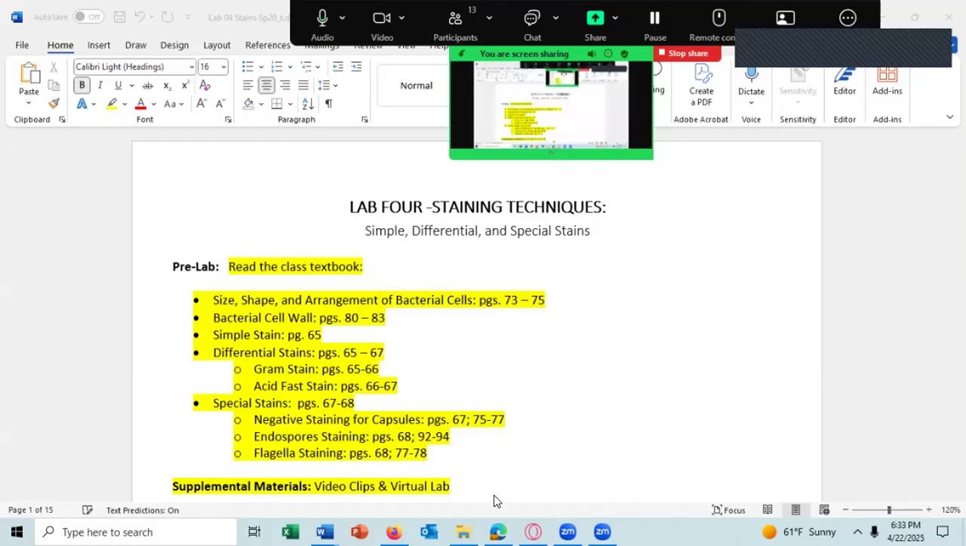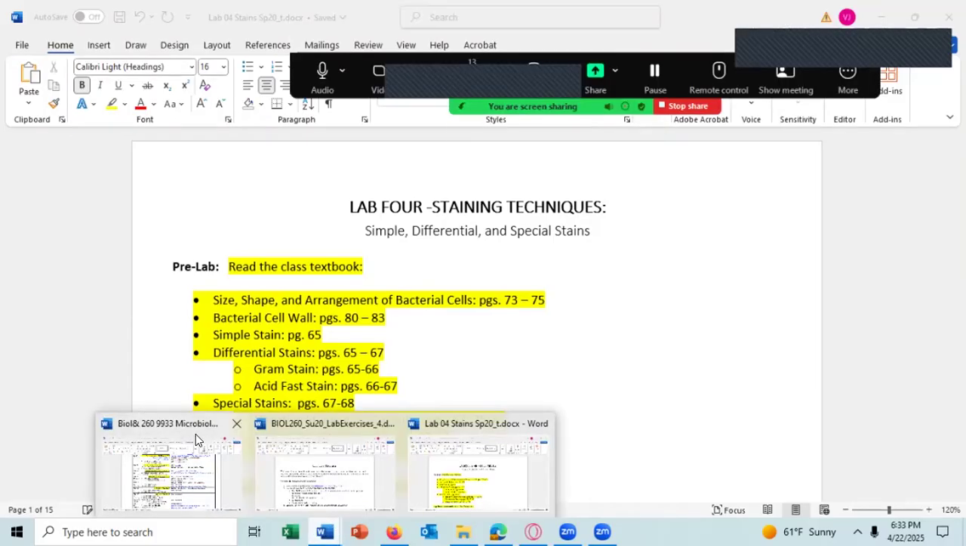Let me share my screen. Oh, my program is still running for the lecture, so my computer is going to be slow for the moment. Let me share my screen here. You should be seeing my screen now. Yes.